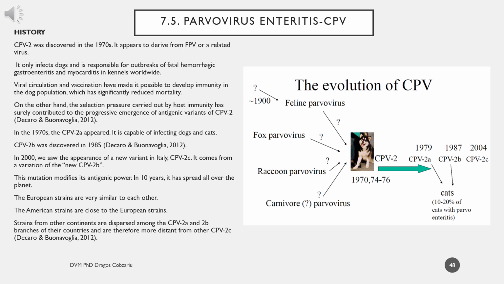It is capable of infecting dogs and cats. CPV2B was discovered in 1985. In 2000, we saw the appearance of a new variant in Italy, CPV2C. It comes from a variation of the CPV2B. This mutation modifies its antigenic power. In 10 years, it has spread all over the planet.